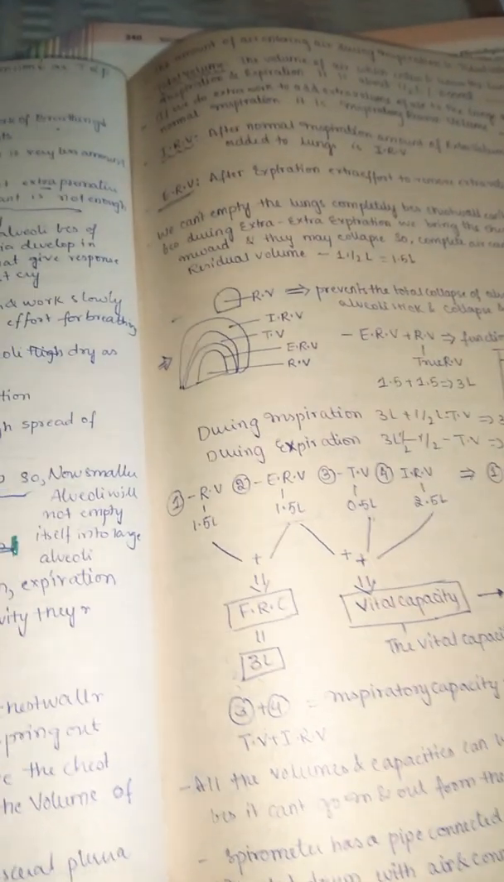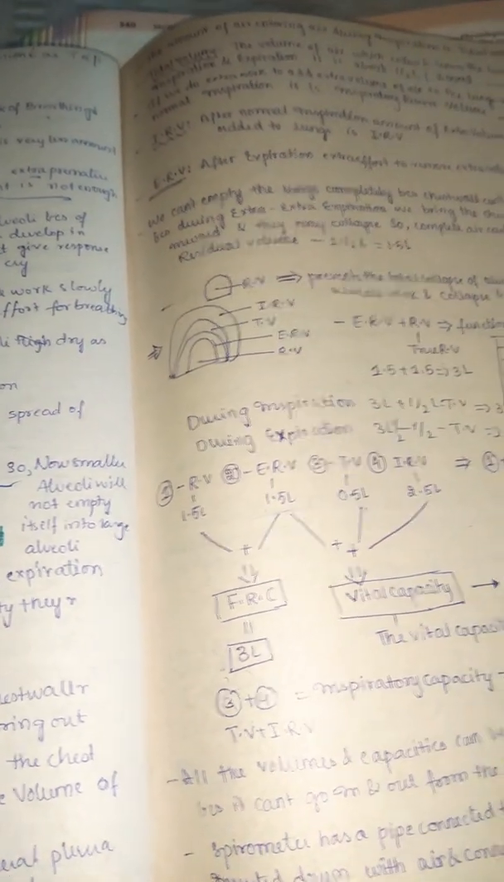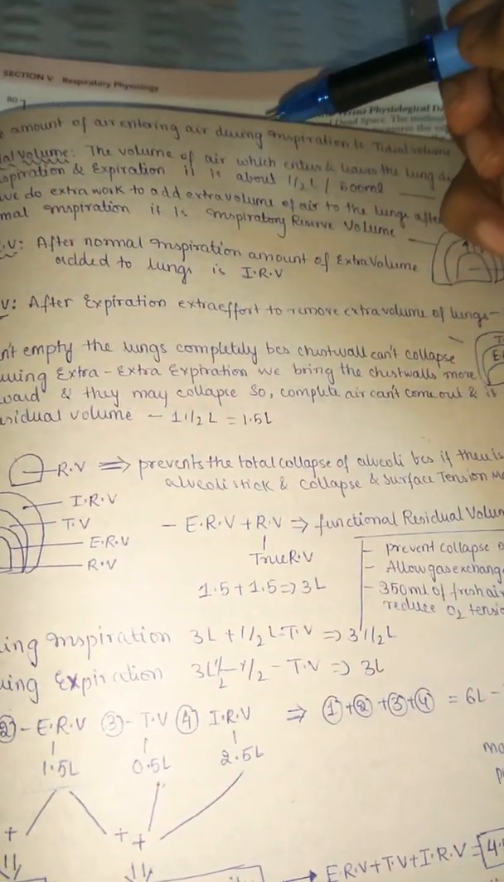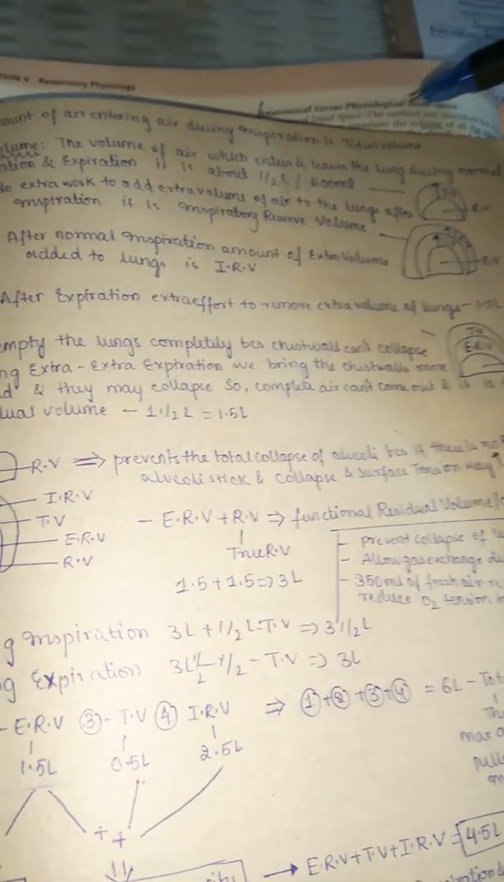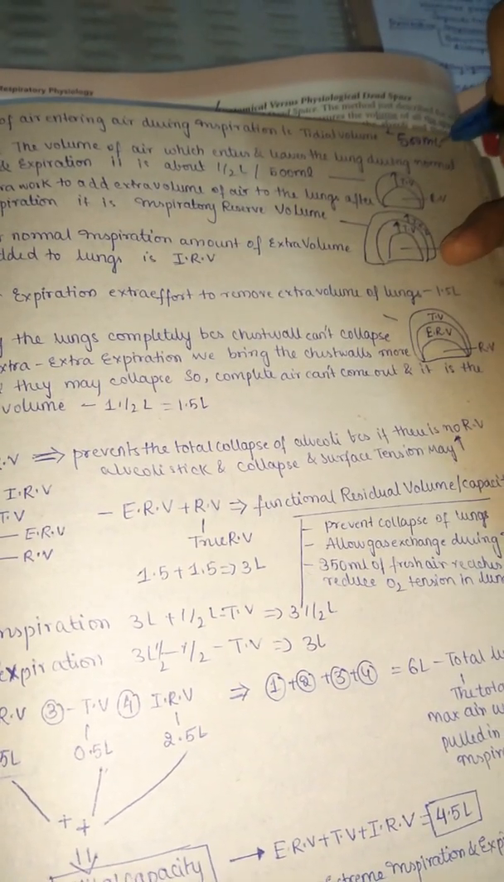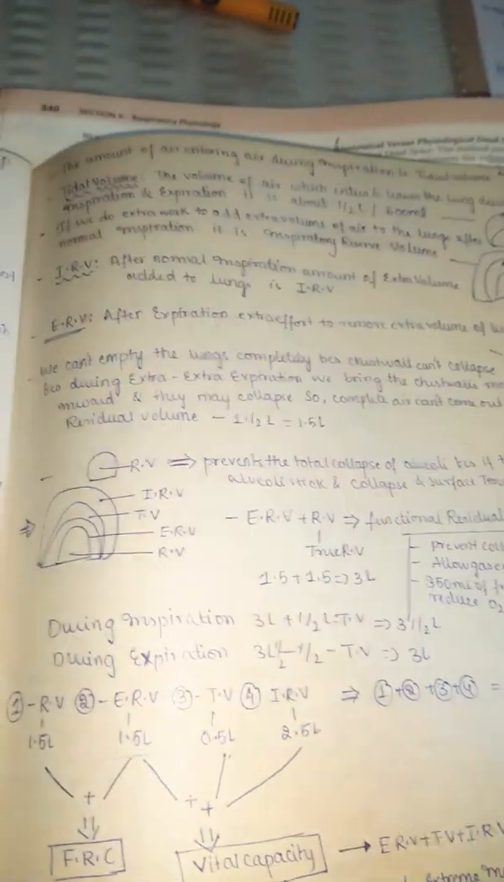For forced expiration mainly you need rectus abdominis, all the abdominal muscles like that, and also you need our internal intercostals. So all these muscles are required. So the amount of air entering during inspiration is the tidal volume, that 500 ml as we discussed. We will discuss all that in detail also.